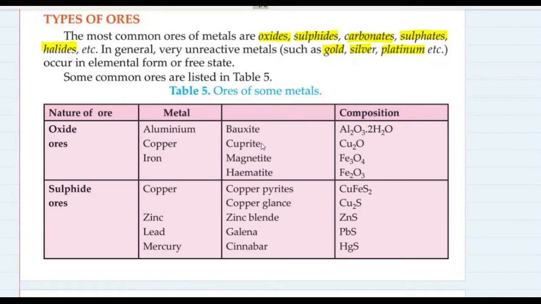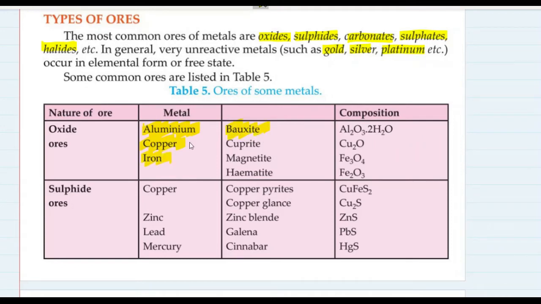Okay, now see other elements, for example, from sodium to copper, understand them like this. They are found in the form of their oxides, sulfides, carbonates, sulfates, and halides. There are some examples which are given over here. The metals whose ores are found in the form of their oxides are aluminium, copper, and iron.